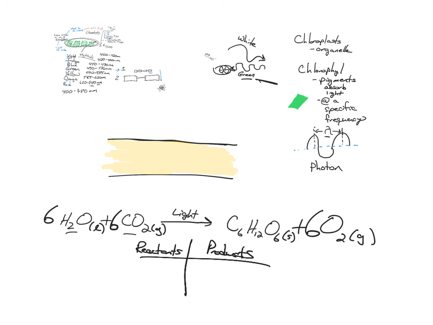For oxygen, on this side we had 18. On this side, oxygen was 18. Hydrogen on this side had how many? 6. No, I'm sorry, 12, right? Hydrogen on this side is 12. And carbon on this side was 6. And carbon on this side was 6. Everything's balanced. That's the balanced chemical reaction for photosynthesis.